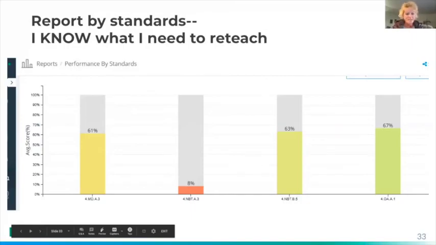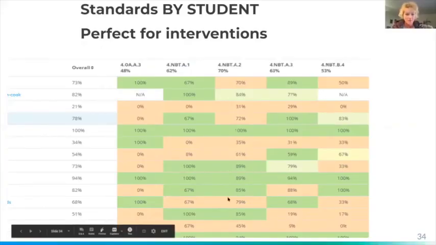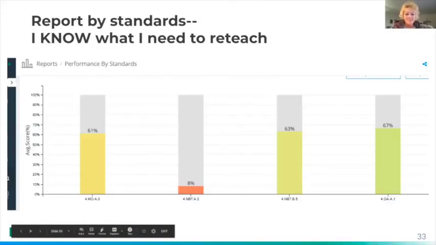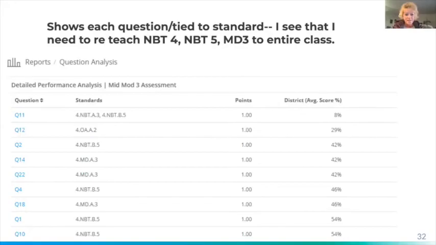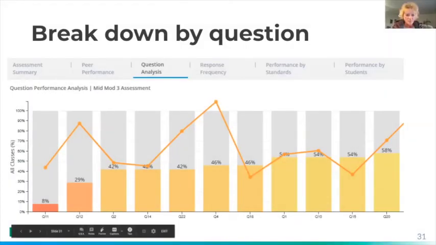Again, same kind of idea, get the reports by standards. Oh, so report by standards. Again, I know exactly which standards I need to reteach here. That question number 11 was definitely something that we will need to go back and look at. Go ahead and go to the next screen, one forward.